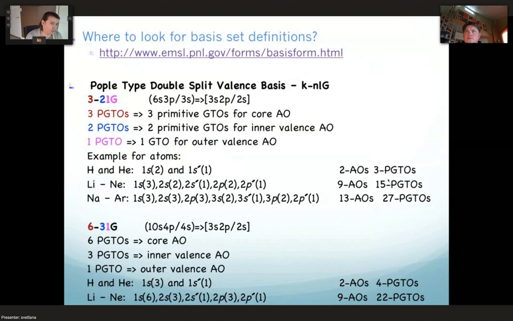If I want to increase the basis set, I can use 631G. In this case, 6 is the total number of primitive Gaussians used for the core, which I call core to core, kind of in between core and valence. Then 3 for the inner valence, and 1 for the outer valence.